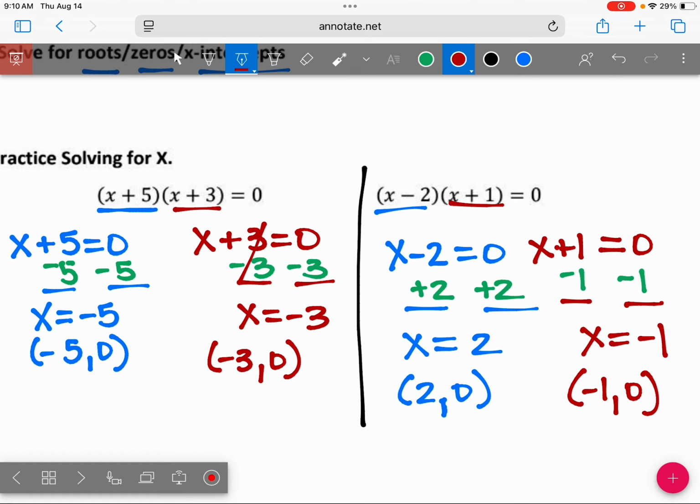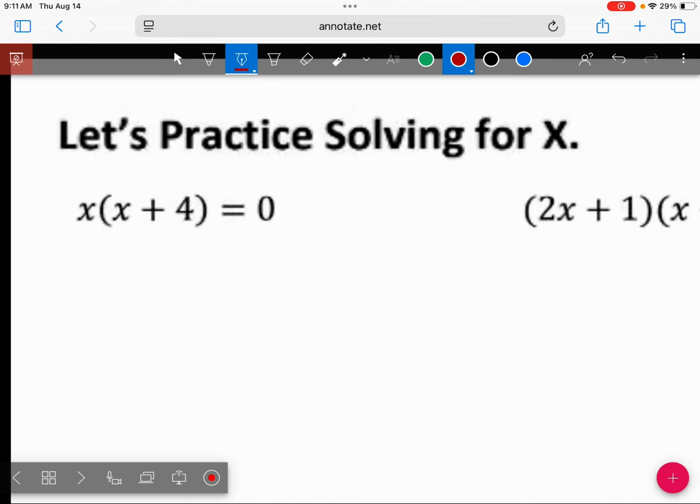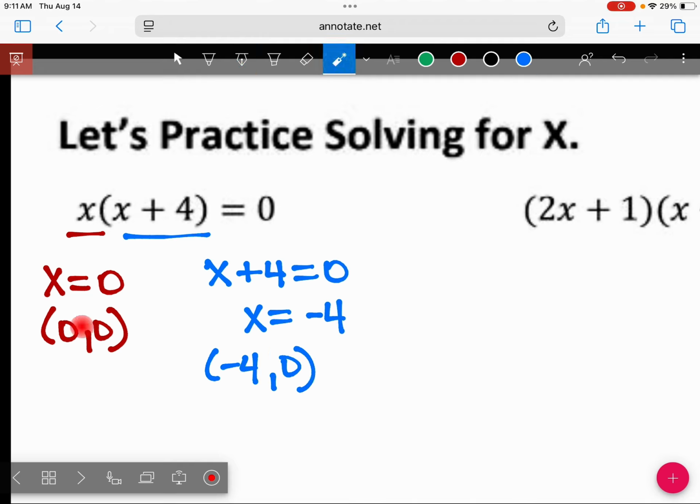example. Now, when there's only an x taken out, that is still an answer. So this first factor still gives me an answer. The answer is just 0. If all you can take out is just an x, that means one of my answers is 0. It's going to cross through at 0, 0. And then when you take the x plus 4 and you subtract the 4, you get x equals negative 4. That would be your second solution. So you can have 0 as an answer. That is a real answer.